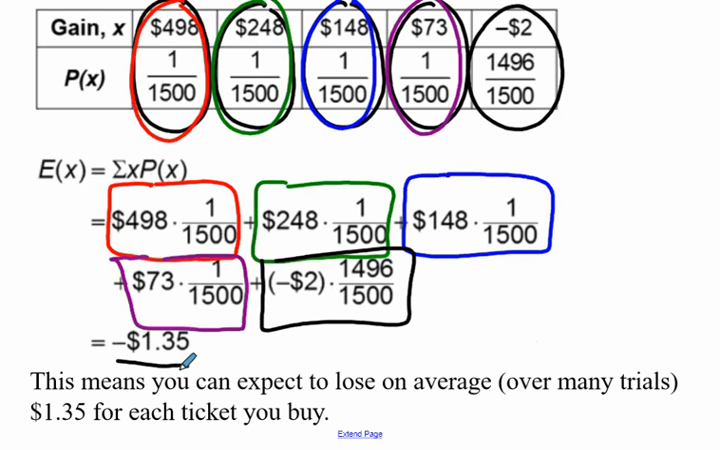So this means you can expect to lose on average over many trials $1.35 for each ticket that you buy. That's why it's called gambling. You're expected to be losing. The house should be winning. So if you play this over and over and over, on average, you're going to lose $1.35 per play. Be aware, it is actually impossible to lose $1.35 in each individual game. The average does not have to be actually possible. Like, for example, if I asked you what's the average number of kids in a household in the US, it might be 2.2. It's impossible to have 2.2 kids, but it's the average. So just be aware of that.